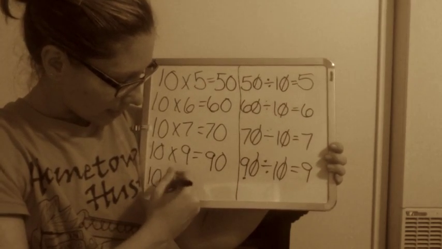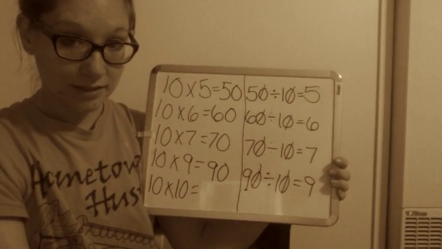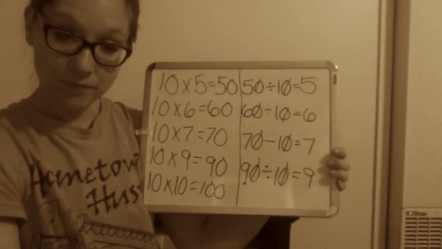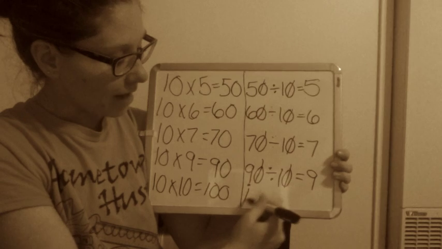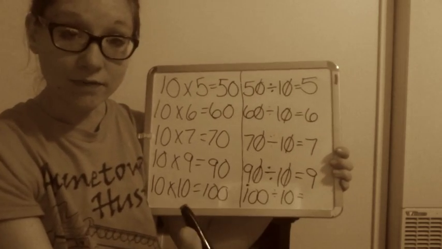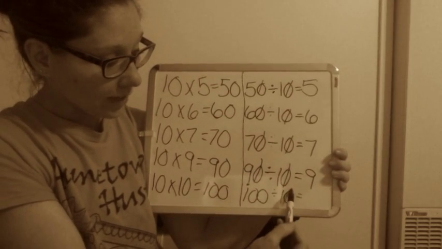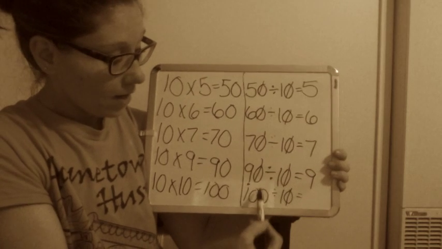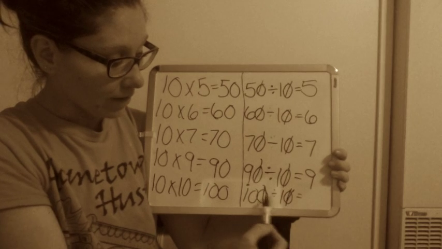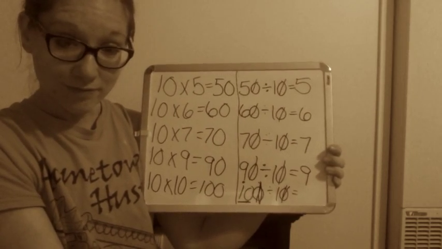Now let's try 10 times 10. What's 10 times 10? 10 groups of 10 is 100. Now let's flip it around. If I have 100, and if I divide that by 10, now be careful. Here in 10, I only have 1 zero. So I get to cross out 1 zero here. If I have 1 here, that means you only get to cross out 1 here. So what's your answer? 10.